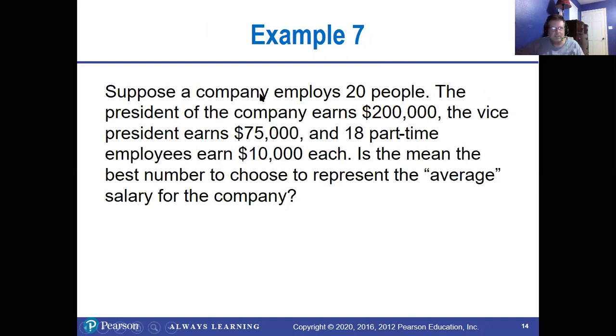Suppose a company employs 20 people. The president of the company earns $200,000 a year. The vice president earns $75,000 a year. And there are 18 part-timers that earn $10,000 each. We're keeping the numbers easy. Is the mean the best average? There's one person making 200,000, one making 75,000, and 18 making 10,000.